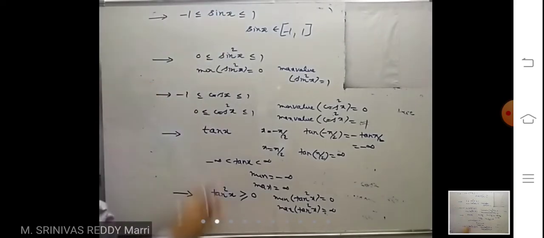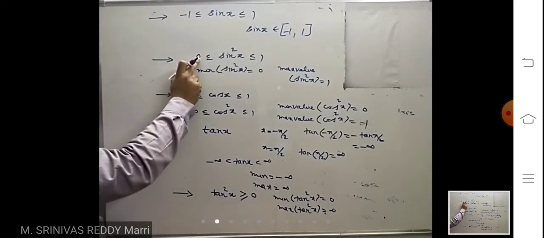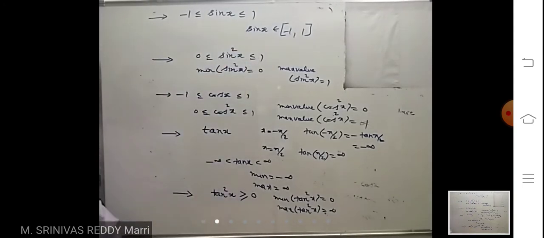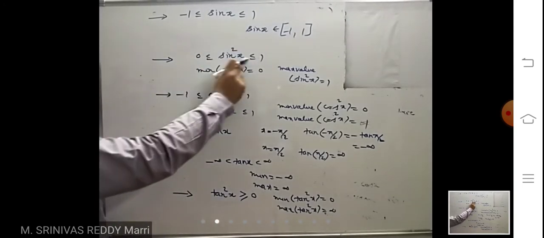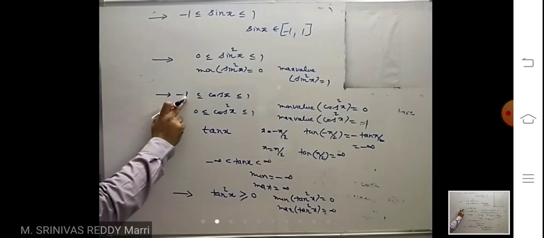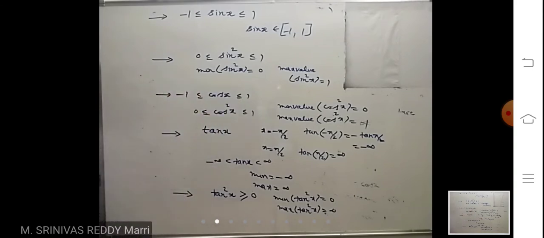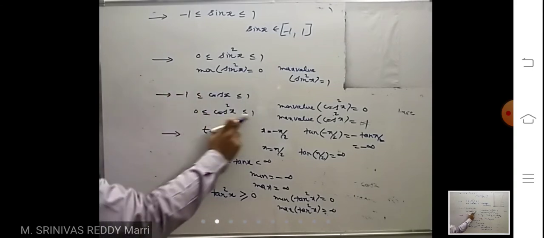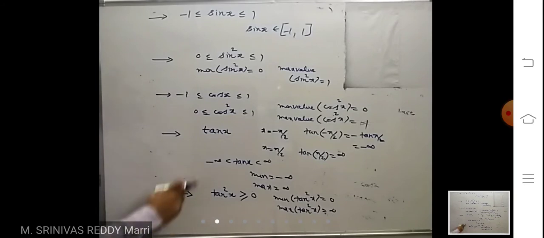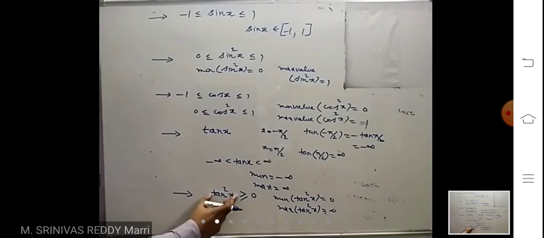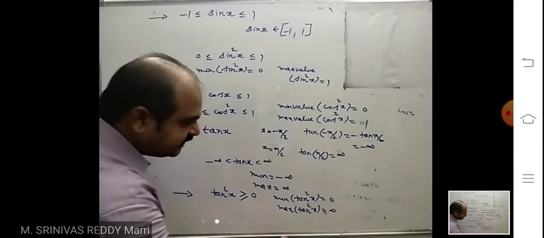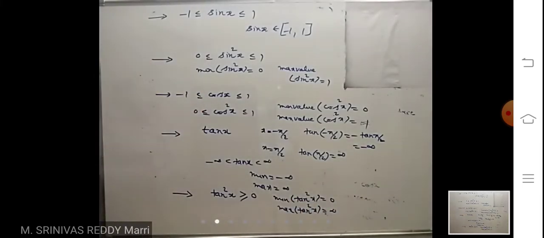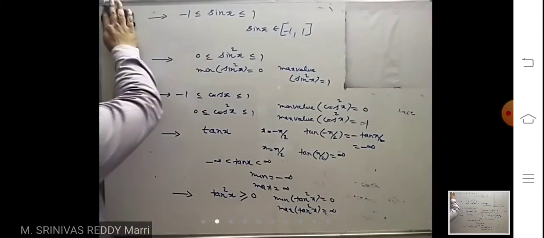It lies between minus 1 and 1. Sin square x has minimum value 0 and maximum value 1, so it lies between 0 and 1. Cos x has minimum value minus 1 and maximum value 1. Cos square x lies between 0 and 1. Tan x has minimum value minus infinity and maximum value infinity. Tan square x will always be greater than or equal to 0, with minimum value 0 and maximum value infinity.